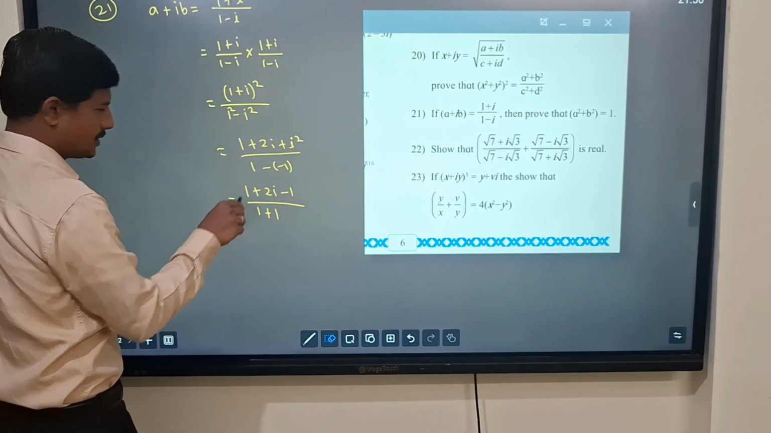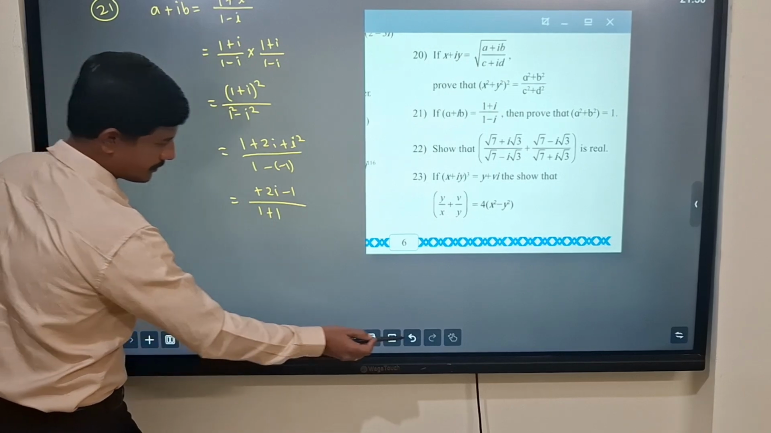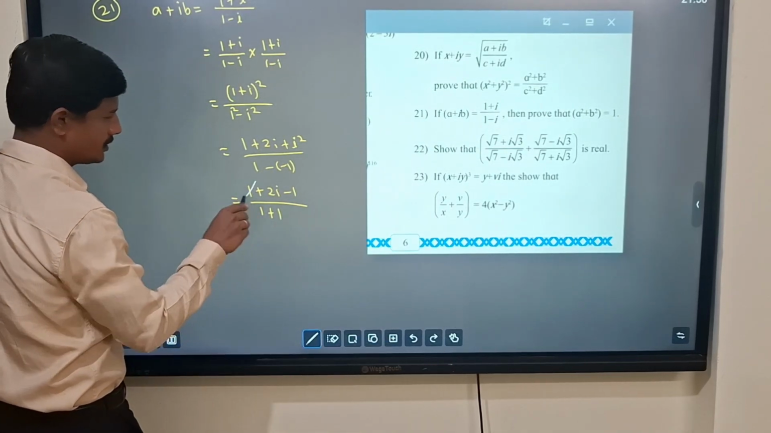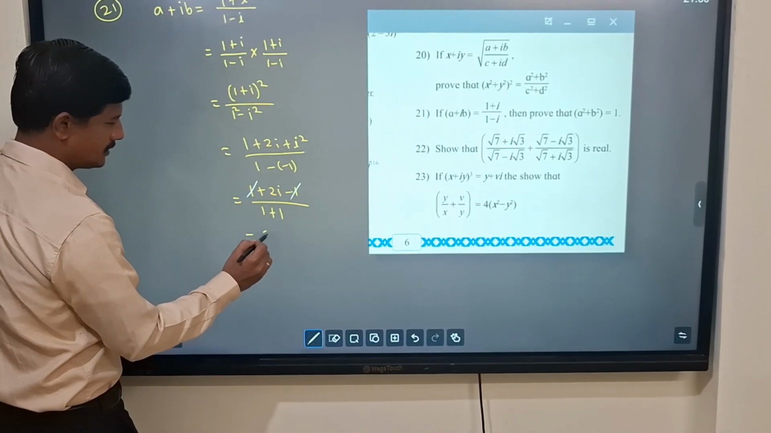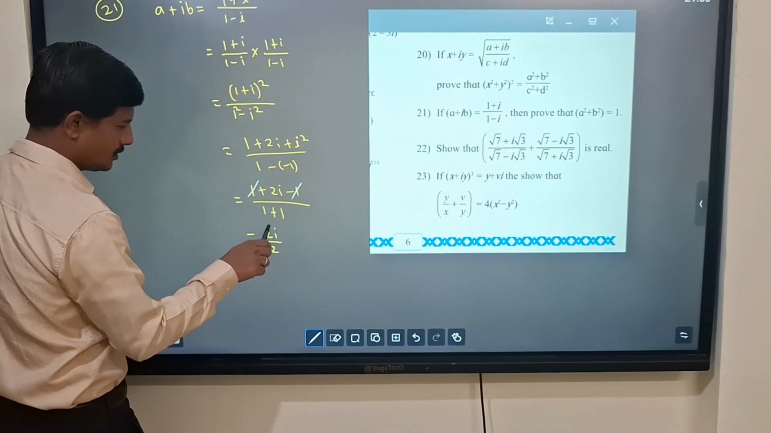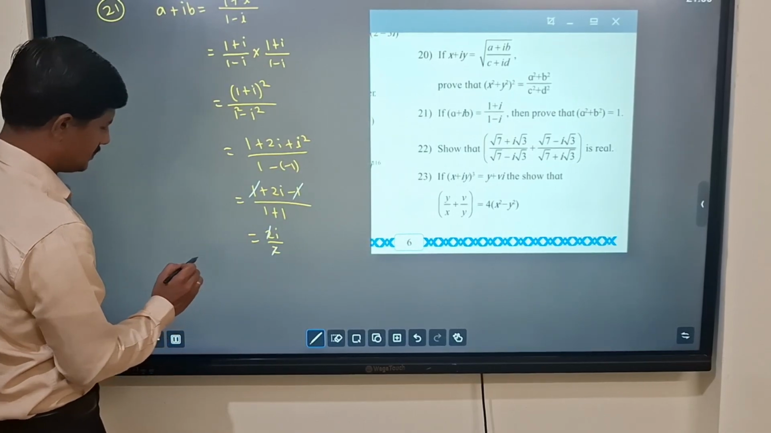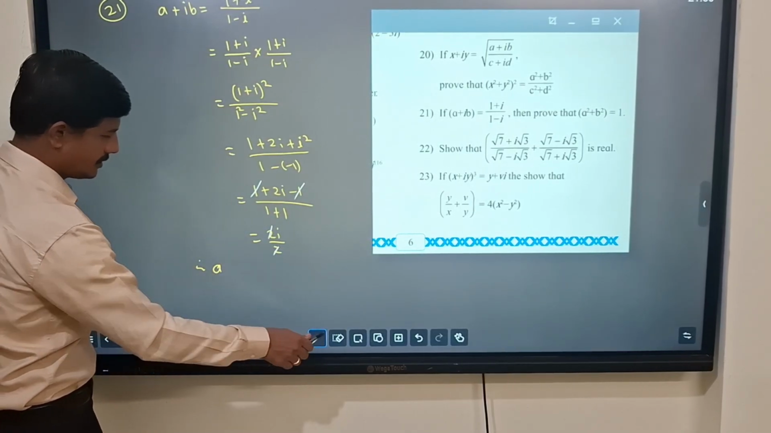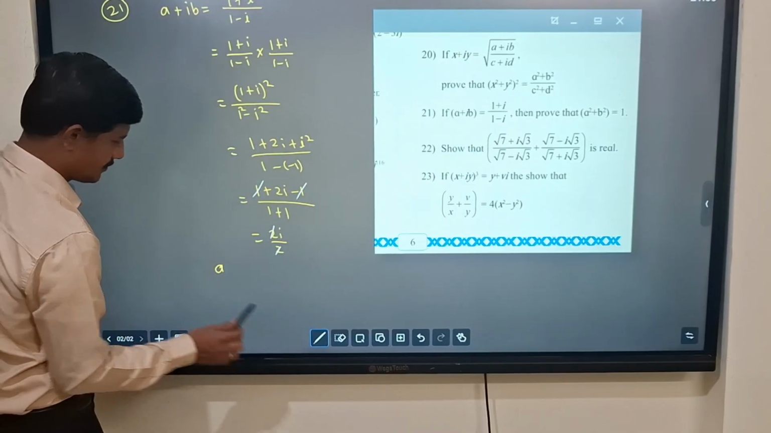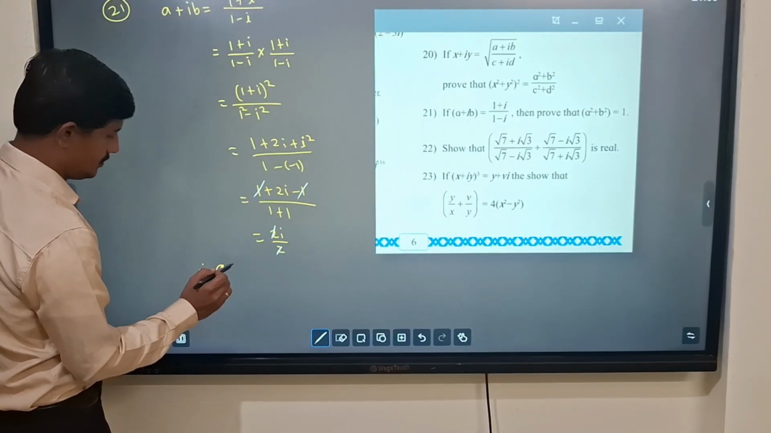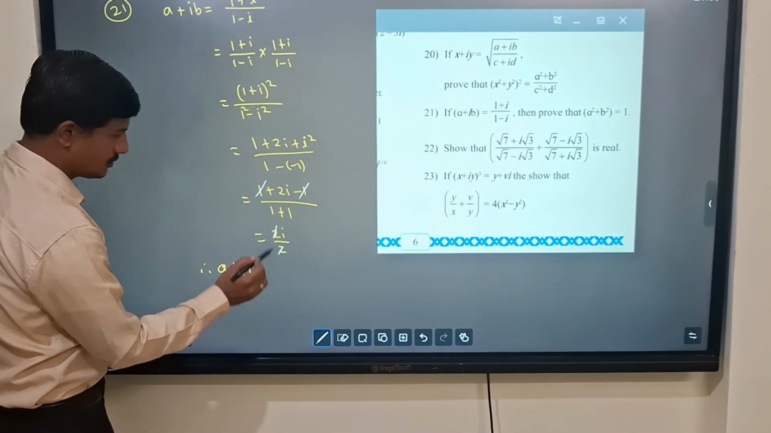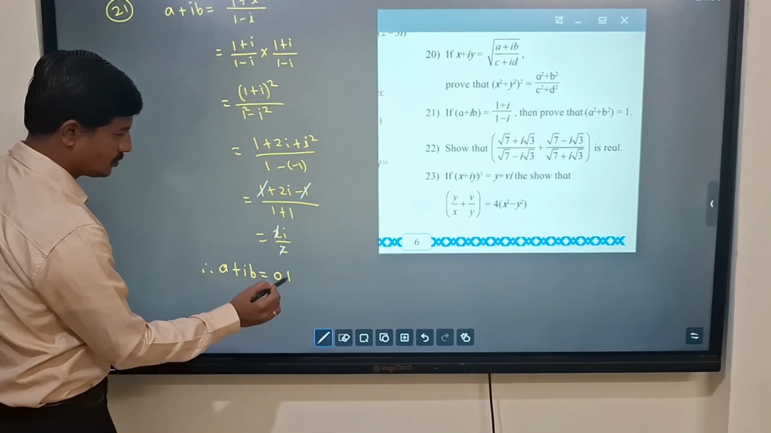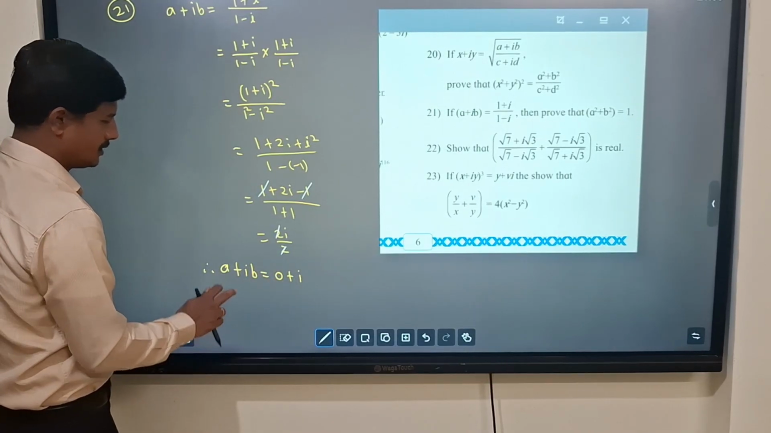Okay, so this plus 1, sorry, this plus 1 minus 1 get cancelled. This is 2i upon 2. This 2 gets cancelled. Therefore, A plus iB is simply i. So I will write down 0 plus i.